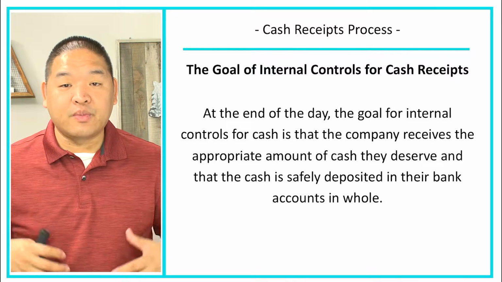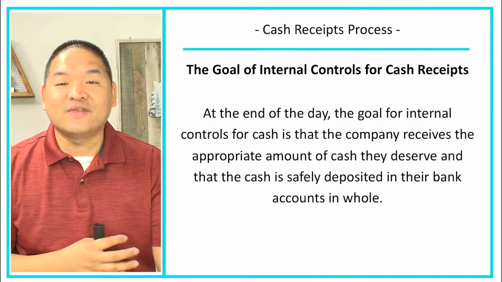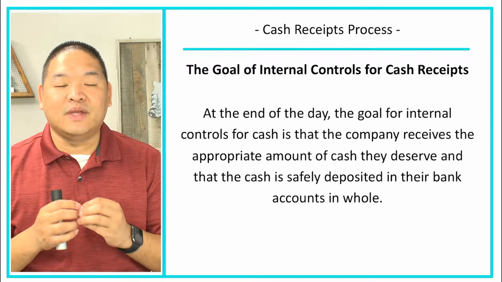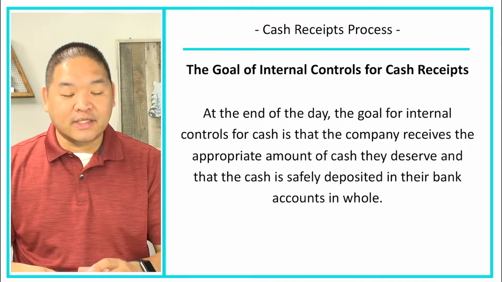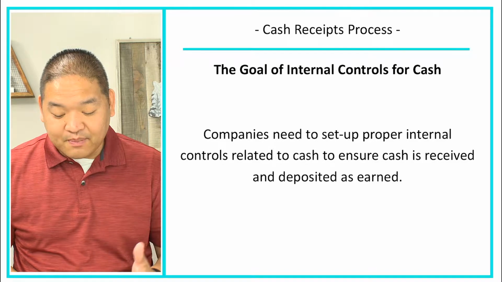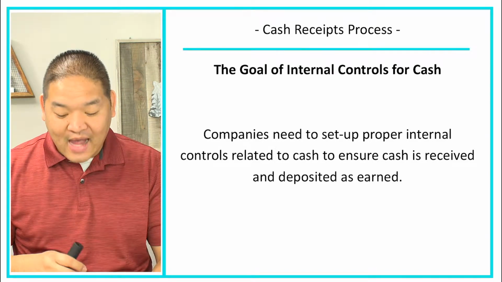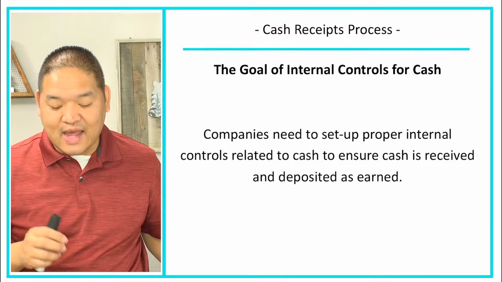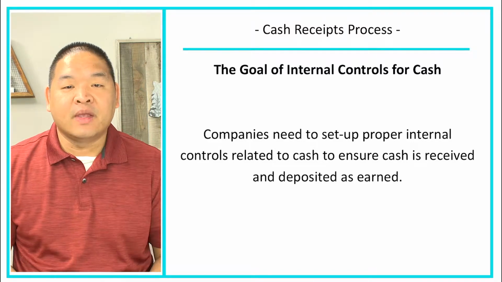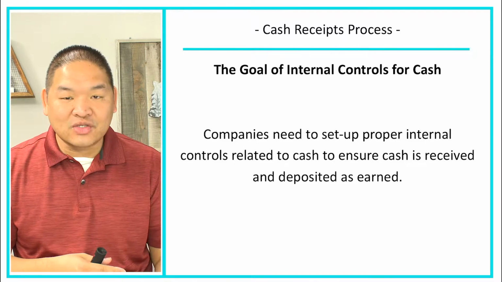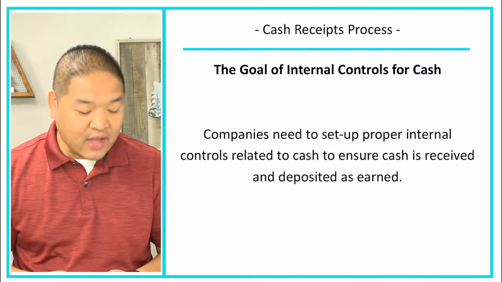And internal controls that we put in place should help us efficiently and effectively do that at the end of the day without it being stolen or reduced in amount. So that's what we're trying to do. Now, companies need to set up proper internal controls related to cash to ensure cash is received and deposited as earned. And if it's not, then we need to put in additional internal controls or change our internal controls and processing in order to make sure that happens.